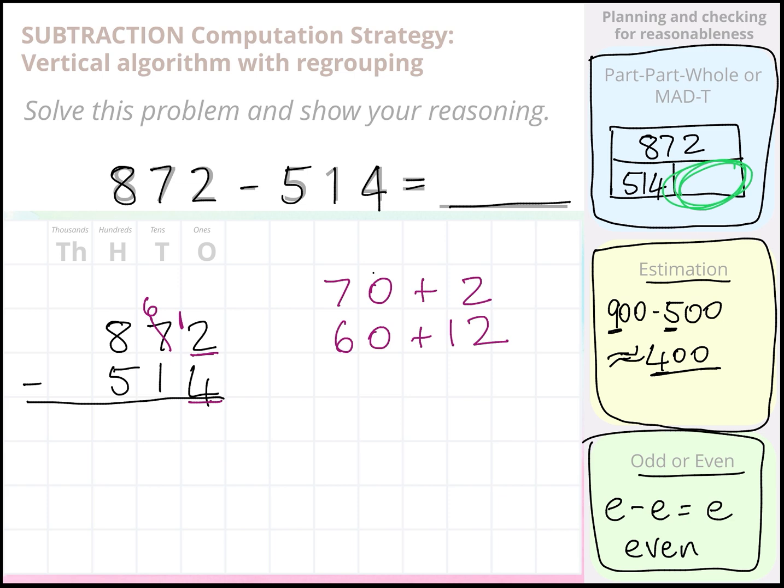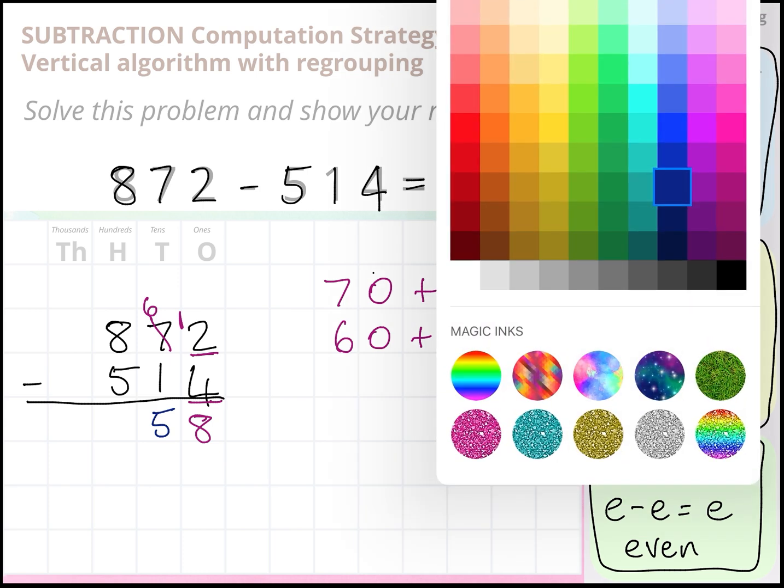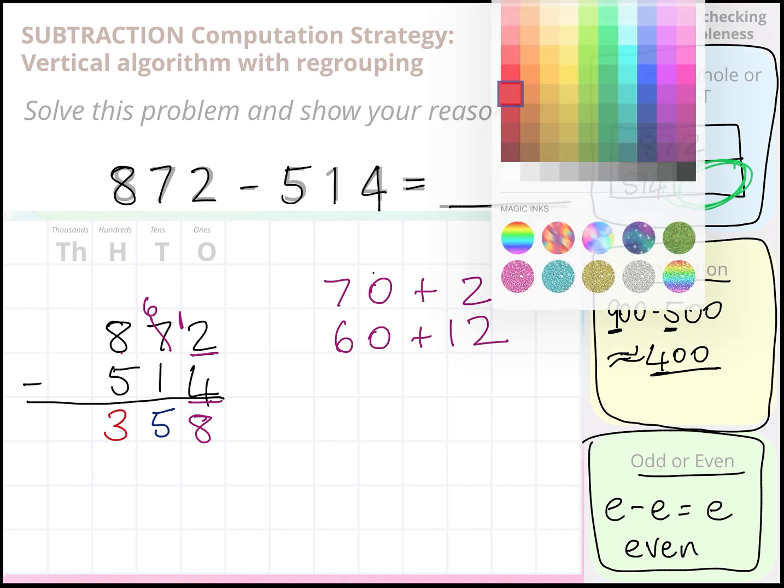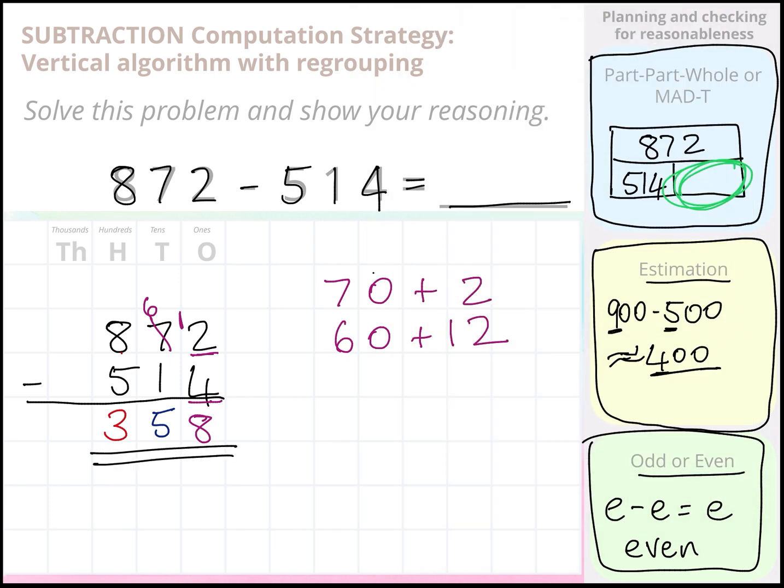So from my 12 ones, I'm going to take away 4 ones. Okay, 4 plus 8 is 12, so there's 8 left over. Now I've got 6 in the tens place, and I'm taking away 1 in the tens place, so that's going to be 5 in the tens place. No need for regrouping there. Now I've got 8 in the hundreds place and 5 in the hundreds place, so I'm taking 5 hundreds from 8 hundreds. That's going to be 300. So the answer there, I believe, is going to be 358.